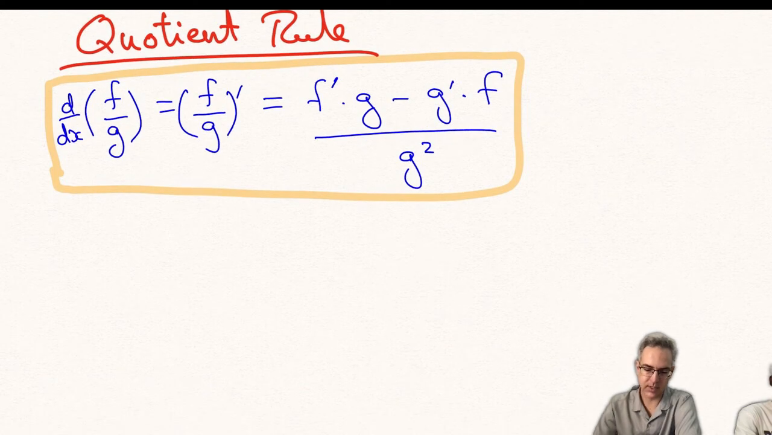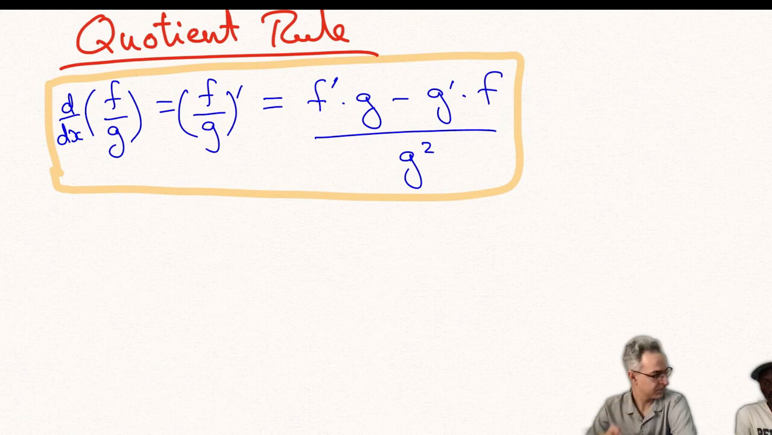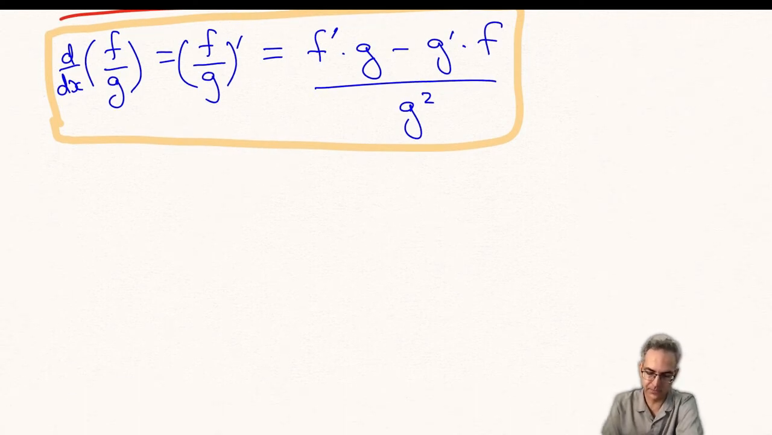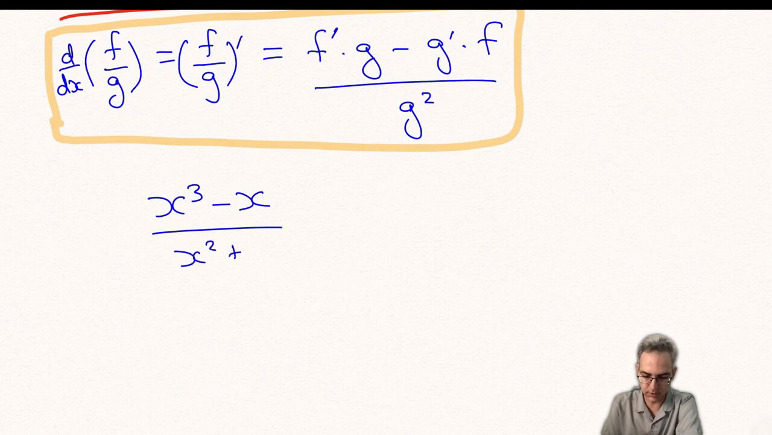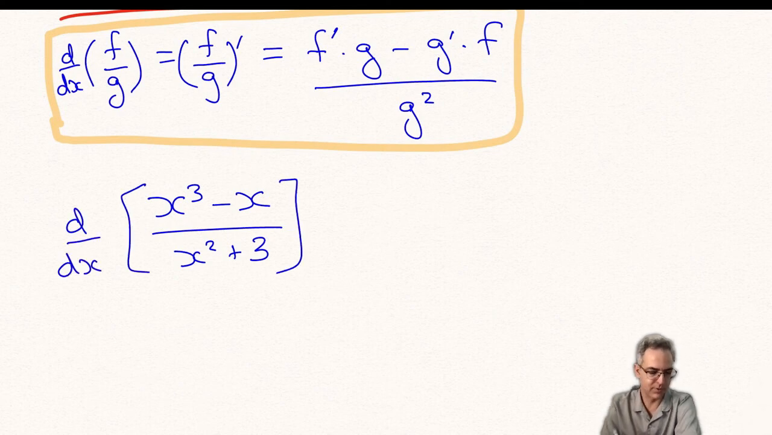Now, how would you feel about using this rule? I haven't yet used it in anything. You haven't used it yet in anything? No. Shall we try using it? If I give you a quotient of functions, actually. So we'll take some simple ones. Let's go x cubed minus x over x squared plus 3. And I want the derivative of this. Do you want to do it on here, or do you want to do it in your notes? I'll copy what you're doing so that everybody sees. Okay.